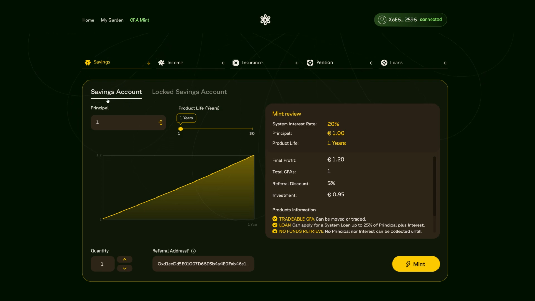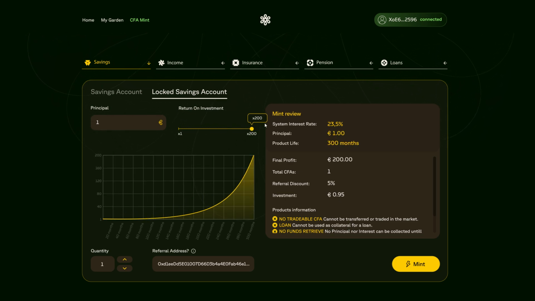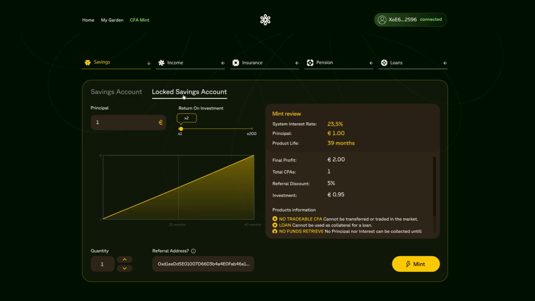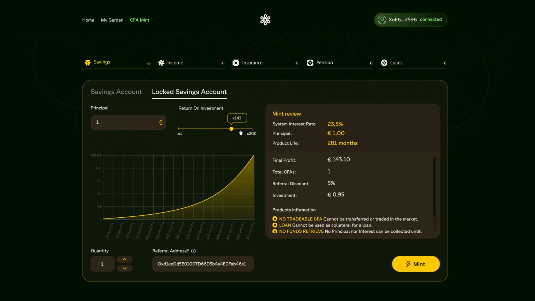Unlike regular savings accounts, locked accounts cannot be traded or used as collateral for loans. However, they offer higher returns. For instance, a potential 200x growth over 300 months, 25 years. In comparison, a regular savings account would take 29 years for similar growth. BloomBeans locked products are designed for long-term, high-yield investments.